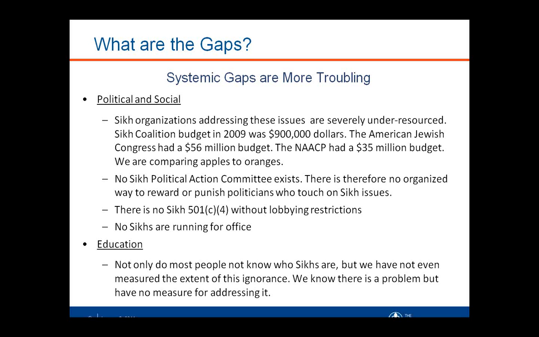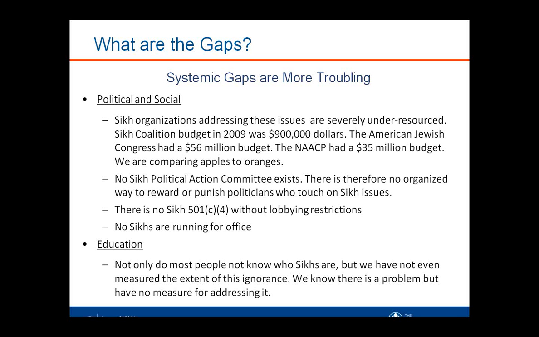Second, there's no Sikh political action committee. I don't know if people know what a political action committee is, but it's more commonly known as a PAC. What PACs do is they collect funds and then distribute those funds to politicians who are friendly, or if they're not friendly, they don't distribute to them. But it's a way for a community or a particular interest to award or punish decision makers in government who are friendly or not friendly. Interestingly enough, even though we've been in this country for more than 100 years, there still is no Sikh PAC, and that's a huge systemic gap.